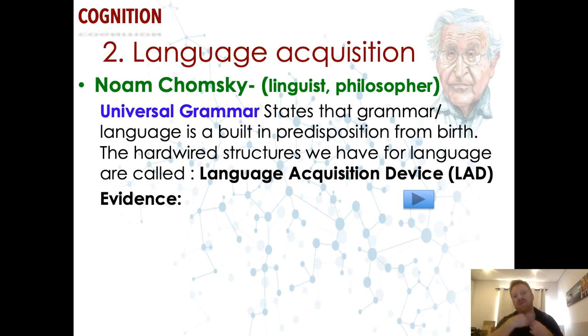So how do we acquire language in the first place? A man by the name of Noam Chomsky, you may or may not have heard of. He's a famous linguist, famous philosopher. Recently he talks a lot about politics. He came up with this idea that we have something called universal grammar. And universal grammar is basically stating that the grammar that we have, or the language that we have, is sort of built into us. That we have this predisposition for grammar and a predisposition for language from the day that we're born.